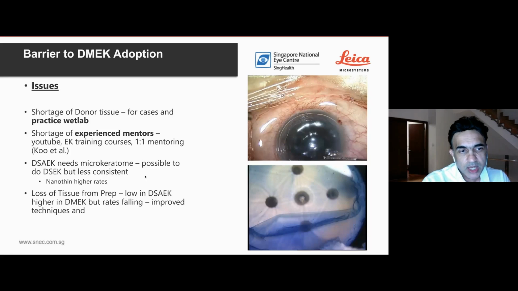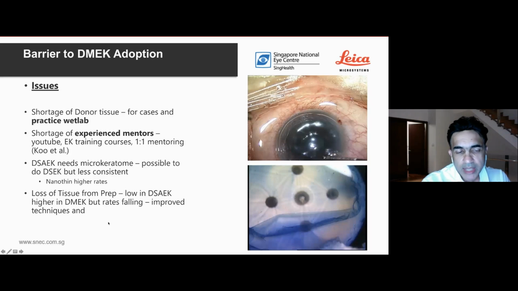DSAEK does require a microkeratome, obviously, to get around the donor issues for the cutting itself. And it is possible to do DSAEK, but you've got to remember, if you want to get that consistent ultra thin tissue, so down in the region of about 60 microns, so nano thin, or less than 100 microns for ultra thin, you will get some variation with the cutting of the tissue itself.